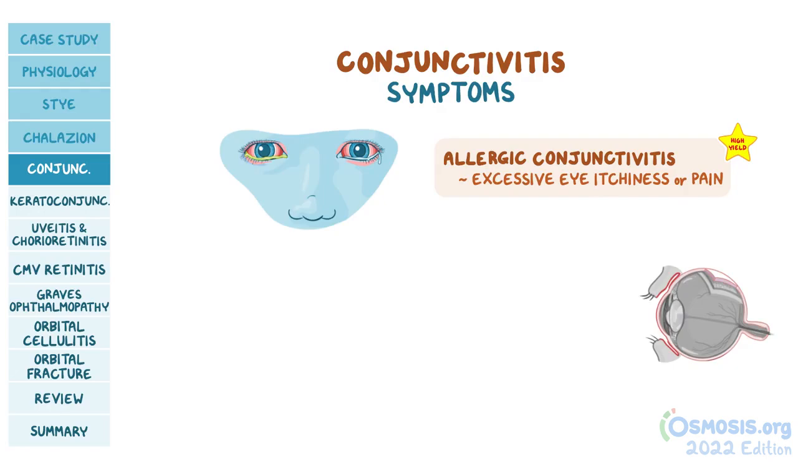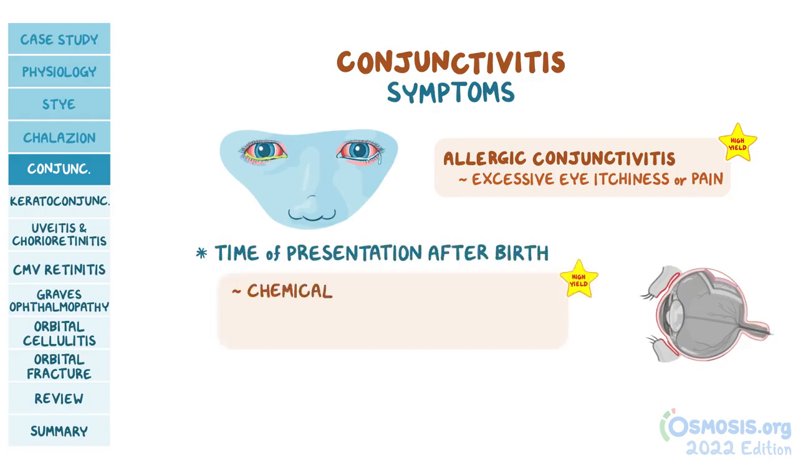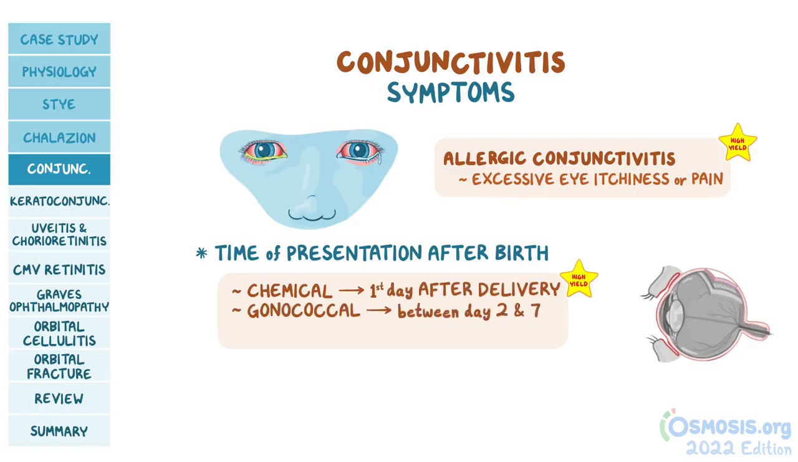For neonatal conjunctivitis, another high yield clue that helps you differentiate between gonococcal, chlamydial, and chemical conjunctivitis is the time of presentation after birth. So, chemical conjunctivitis typically presents on the first day after delivery, gonococcal conjunctivitis between day 2 and 7, and chlamydial conjunctivitis between days 5 and 14.